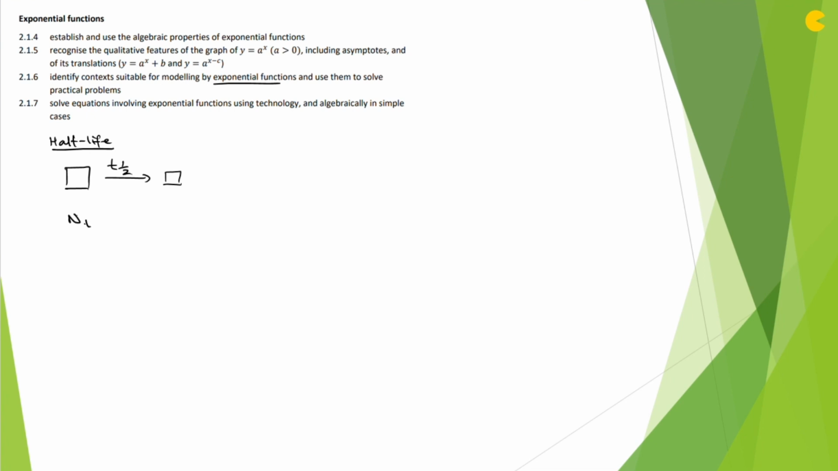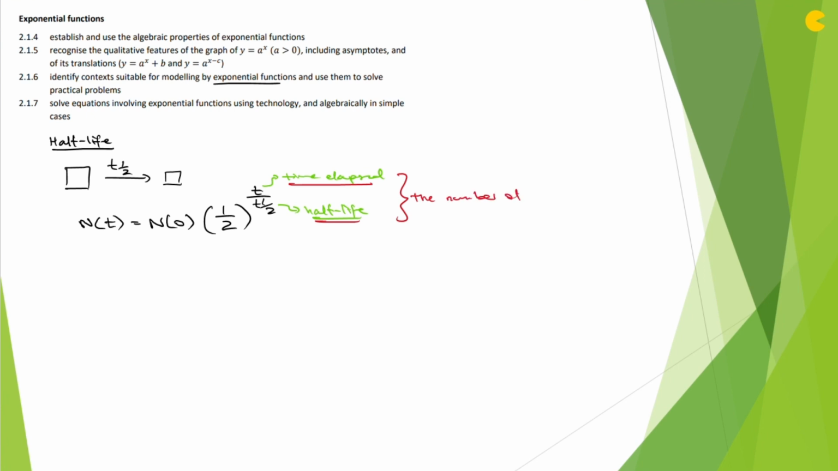And so what that kind of looks like is, we have a look at the number of particles after a certain amount of time will be equal to the number of particles at time 0, multiplied by 1/2 to the power of t on t to the 1/2. And so here t to the 1/2 is the half-life, so that's that period of time that it takes for the radioactive compound to have halved in mass or number, and then t is the amount of time that's elapsed. And so if you look at this, your time elapsed divided by your half-life represents the number of half-lives.